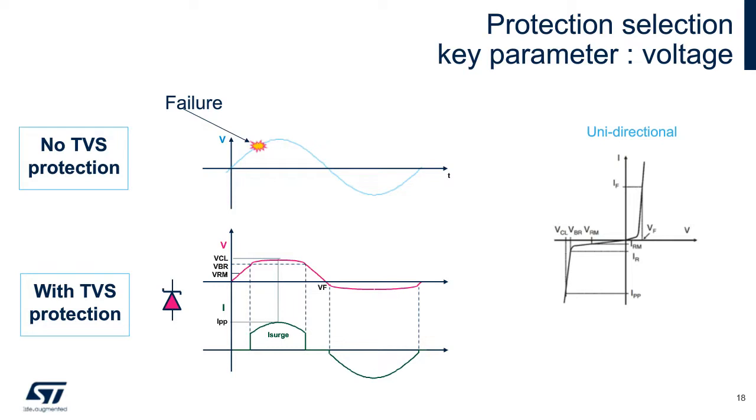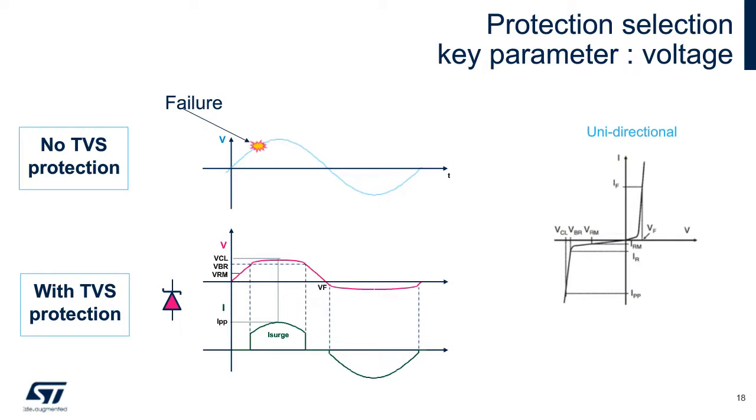The forward voltage, VF of the TVS, clamps the negative signal for unidirectional protection. Another key parameter is the leakage current of the TVS itself. The IRM defined at maximum reverse DC voltage on normal operating condition, VRM.